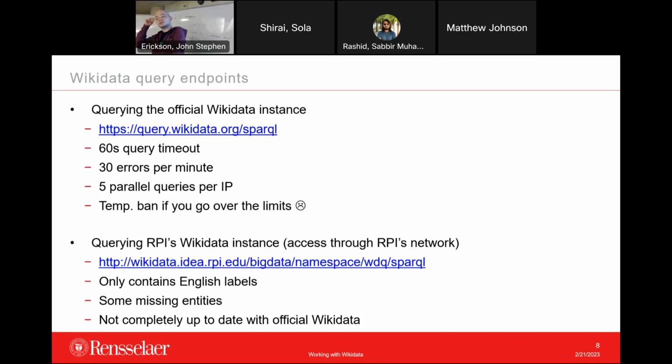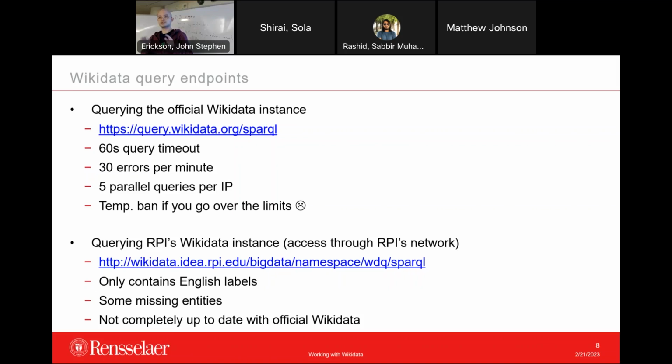Part of the reason it wasn't there could be that it originally didn't have an English Wikipedia article. In the initial version of the Wikidata instance that was being set up, I think one of the things they were looking at was maybe only including things that had English Wikipedia. So in terms of missing entities, I think that's probably the most significant one: if there isn't an English entry or an English label for the entity, it probably doesn't exist within RPI's instance.